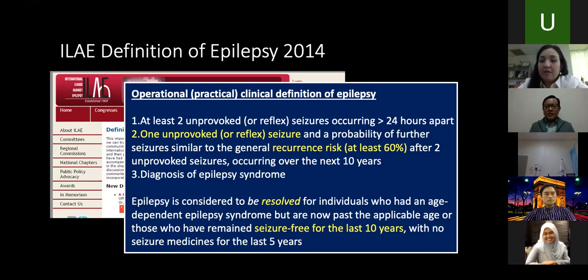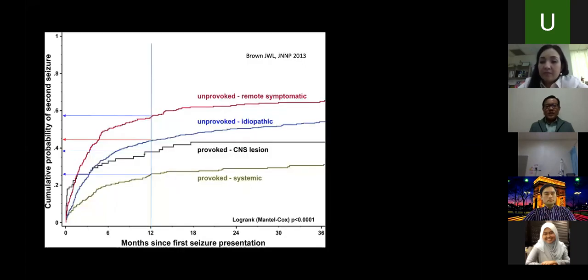But what is 60% and how do we determine 60%? Based on this chart, on the left y-axis you will see that all the numbers here are percentages. So 0.4 means 40%, 0.6 means 60%. If we draw a line of 1 year across, the only one that is likely to have a 60% chance of having seizures is those with remote symptomatic causes.